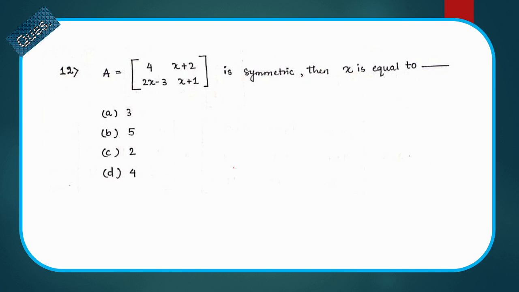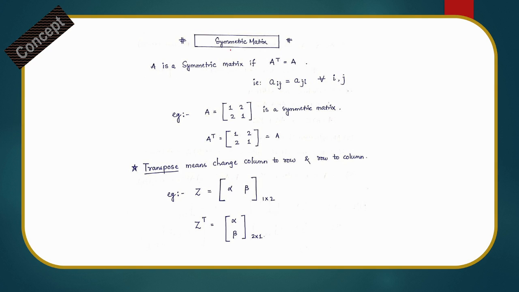Let's see the next question. Here A is given as 4x plus 2, 2x minus 3, x plus 1, and it is symmetric. Then what is the value of x if this matrix is symmetric? So first we need to see what is the concept behind a symmetric matrix. Then we will solve this problem. What is a symmetric matrix? If A is a symmetric matrix, then A transpose equal to A. This is the property. A transpose equal to A.